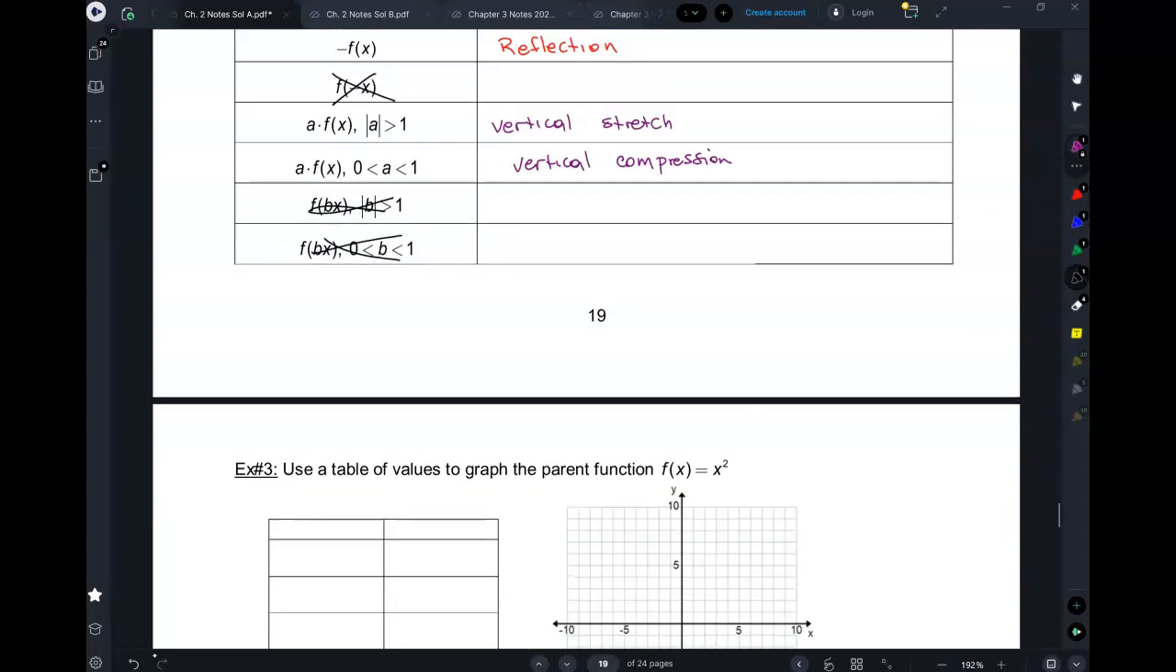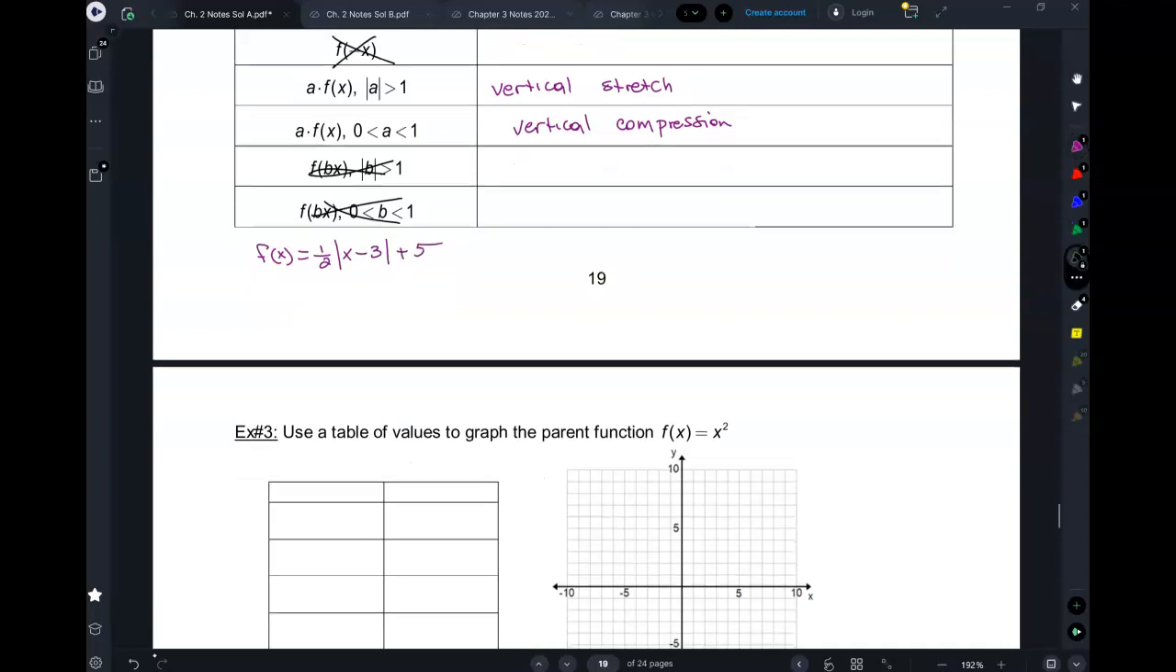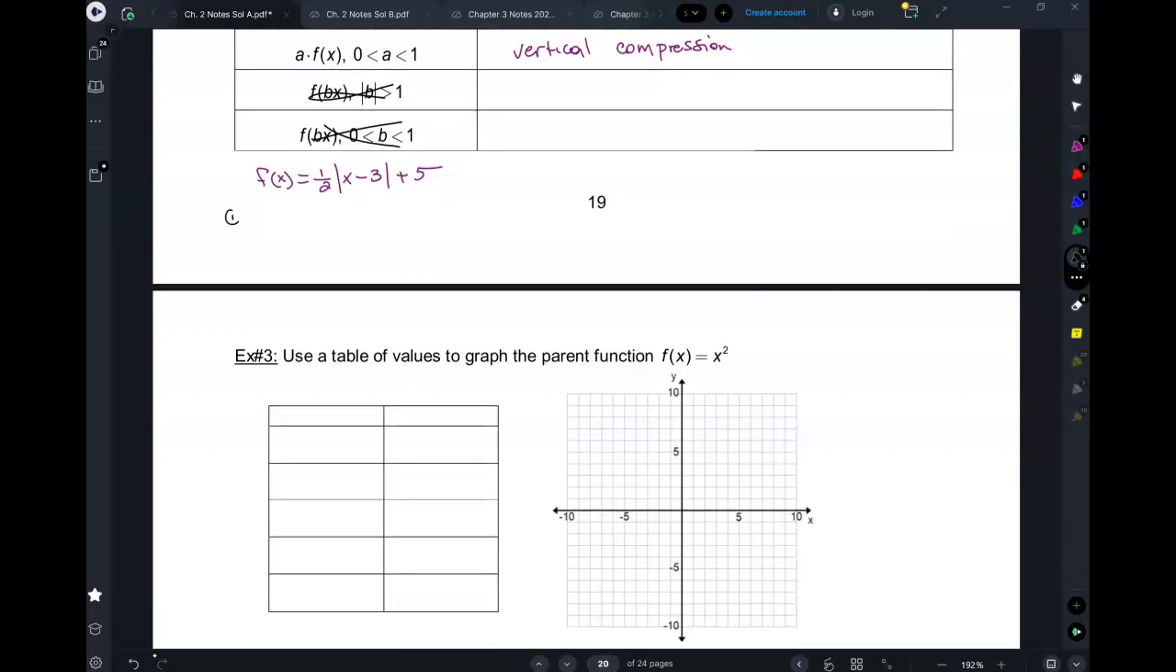Okay, so now take a look. f of x is equal to 1/2 (x minus 3) plus 5. Let's describe the transformations. Okay? Okay, raise your hands. What's one transformation here? Vertical compression. Okay, that's the half.